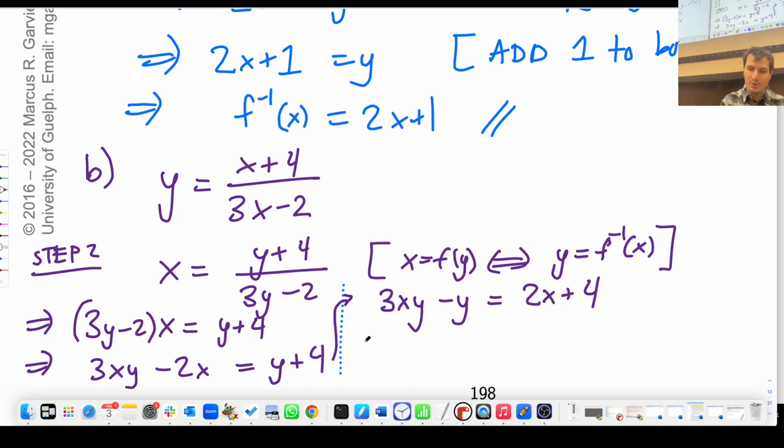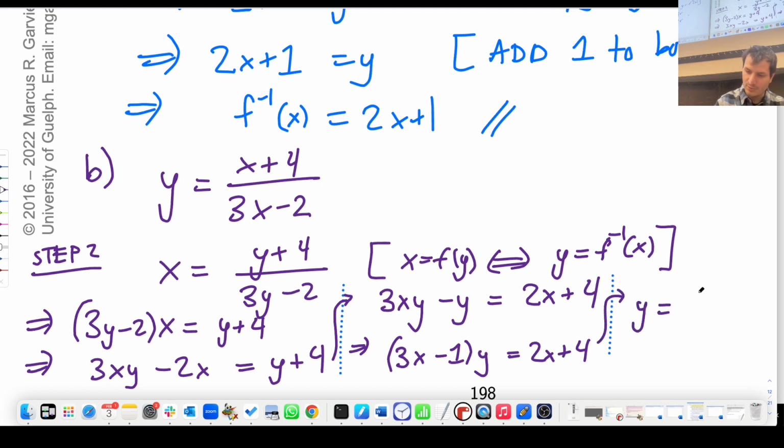Then I'm going to factor out a y. So if I factor out a y, I get 3x minus 1 times y is equal to 2x plus 4. Okay, and last but not least, I'm just going to divide everything through to get y equals 2x plus 4 divided by 3x minus 1. And that is the answer. So this is equal to f inverse of x if you want.